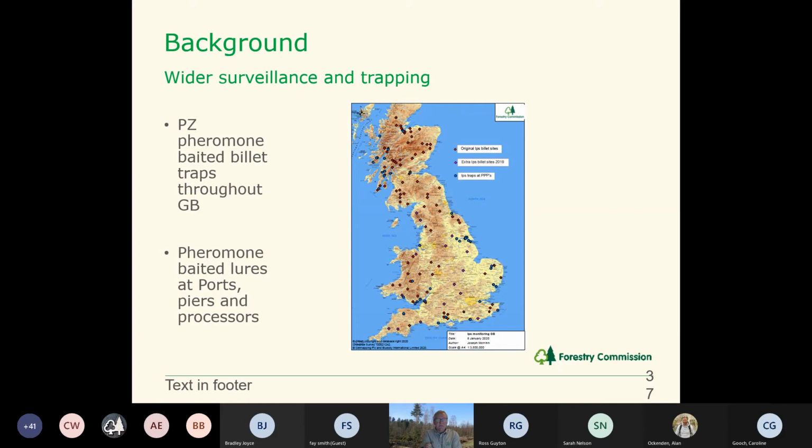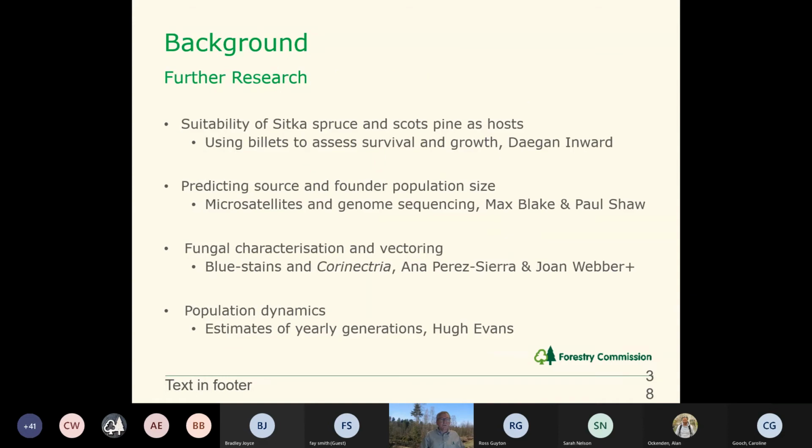Again, a similar process. The pheromone lure is added to the freshly cut billets and then is visited 3 times during the season before a destructive sampling at the end of the year when all the bark is removed. It was through one of these existing pheromone billets that we first identified the outbreak site. And since the outbreak, we've increased the number of and intensity of sites to include some of the wider environment, and increased the number of pheromone baited lures that we have at ports, piers, and processors, which are potential pathways for the beetle.